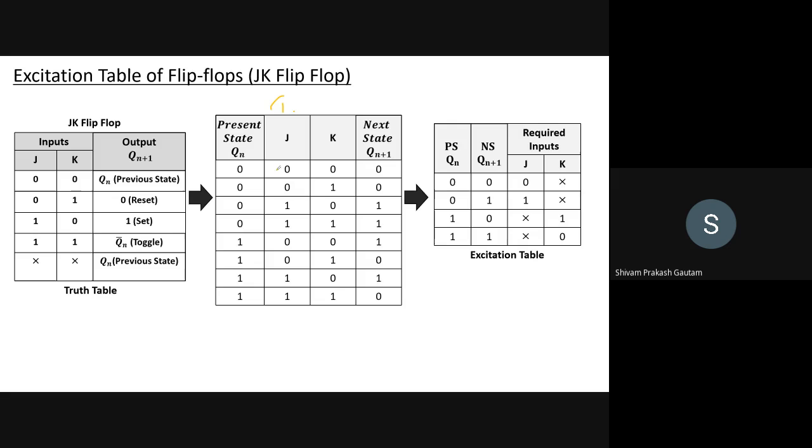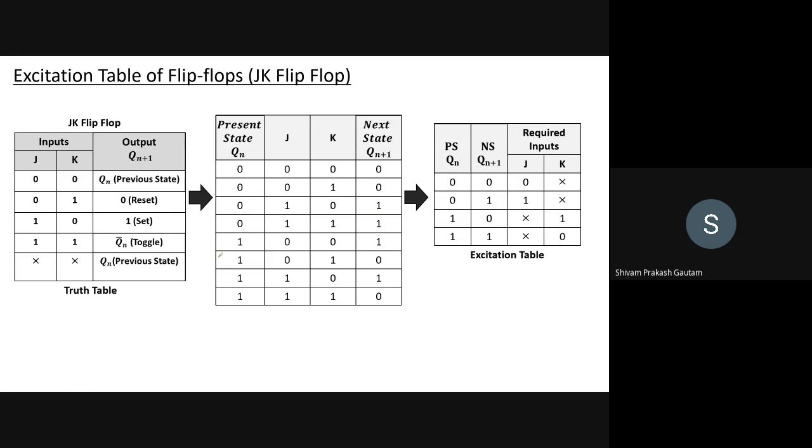Based on the value of JK, when both are 0, it will not change. Past state is equal to future state. When K is equal to 1, flip flop will reset itself irrespective of the past state. When J is equal to 1, it sets itself. When both are 1, it will act as a toggle. You can see so on and so forth, right? We will not waste much time on this.